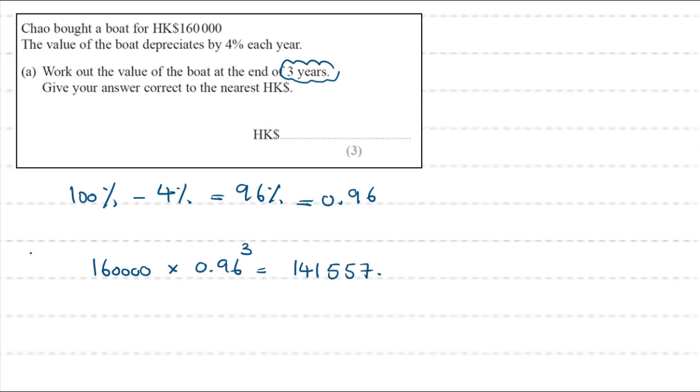141,557 dollars 76 cents. But since we have to write the answer correct to the nearest Hong Kong dollars, so we write it down as 141,558 Hong Kong dollars. And that's the final answer.